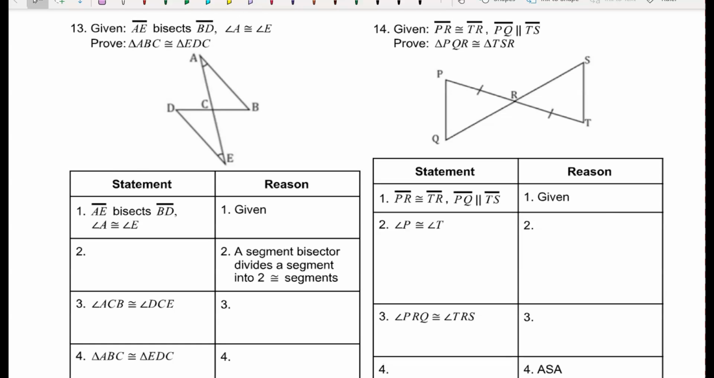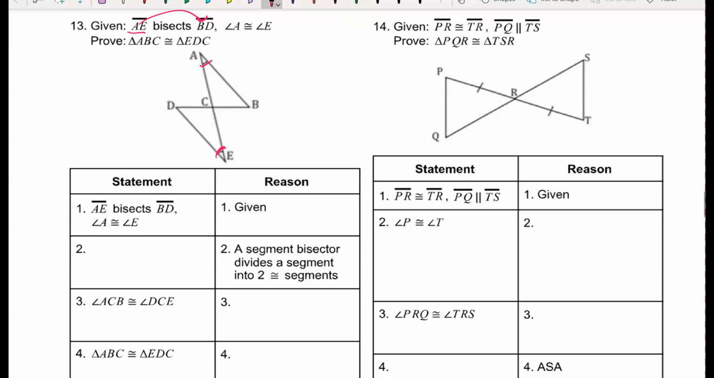Number 13. Given AE bisects BD, angle A congruent to angle E, prove triangle ABC congruent to triangle EDC. So I always like to mark up my picture just a little bit. They tell me those angles are equal, and they also tell me that AE is bisecting BD. Remember, that means that BD is being split into two congruent segments.